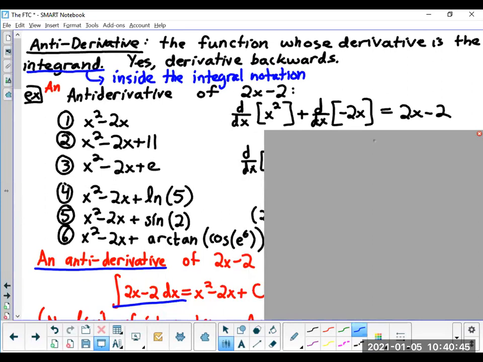I came up with x squared minus 2x. I also came up with x squared minus 2x plus 11, x squared minus 2x plus e, x squared minus 2x plus the natural log of 5, x squared minus 2x plus the sine of 2, and x squared minus 2x plus the arctangent of the cosine of e to the power of 6. Yeah, I came up with 6. And honestly, that's barely scratching the surface of the correct answers here. There are infinitely many correct answers to this question.